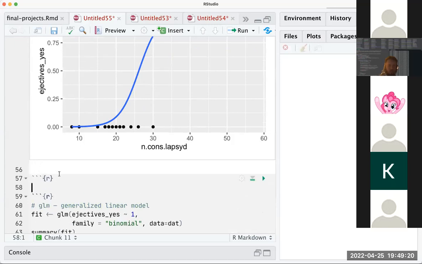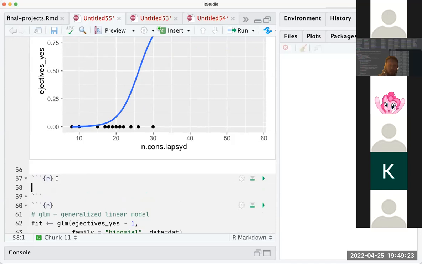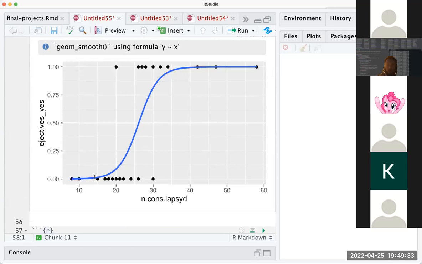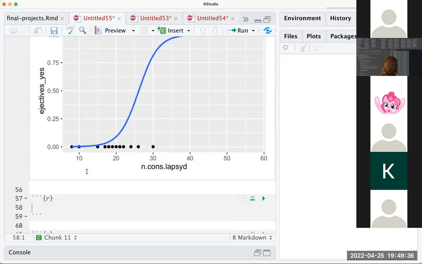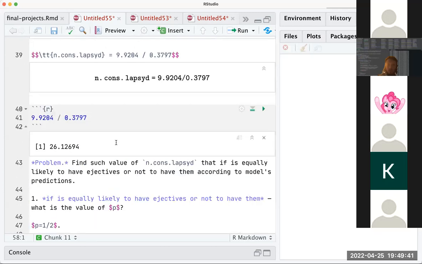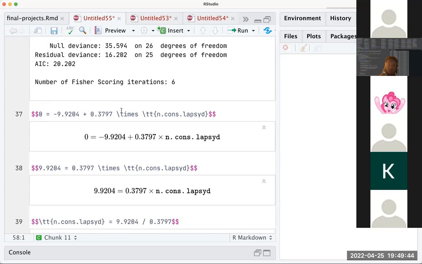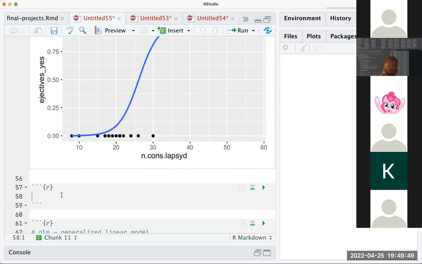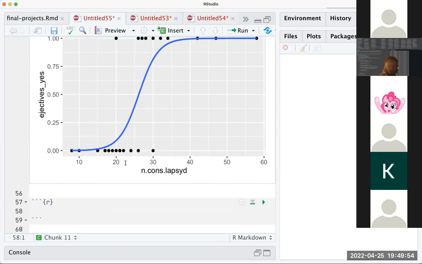Let me consider, in fact, if I have some particular point here, I may be interested in the value of this function. And of course, I can reconstruct this function using this sigmoid function, using this beta naught and beta one. But I can also use function predict to do it. Let us try both ways. For example, I'm interested in the value of 30.